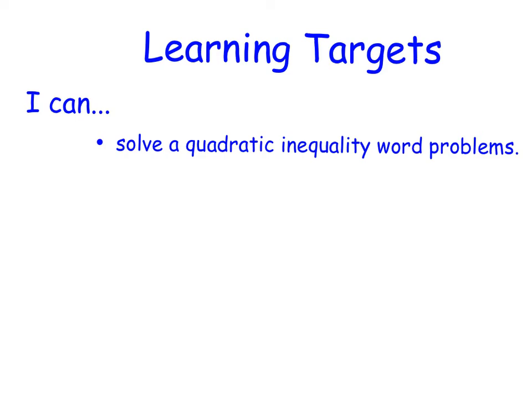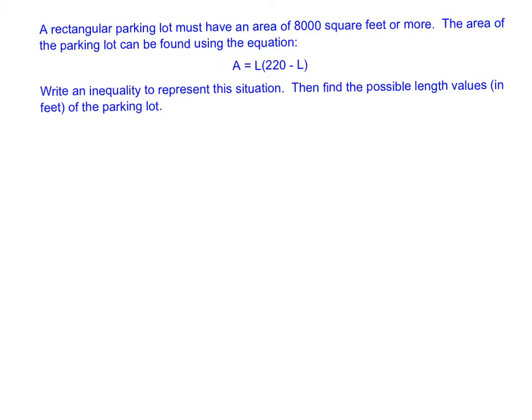In this video, we're going to solve a quadratic inequality word problem. So let's start by reading through this word problem together. It says a rectangular parking lot must have an area of 8,000 square feet or more. And then it says the area of the parking lot can be found using the following equation. So this equation is going to represent our area, and we know that our area has to be 8,000 square feet or more.